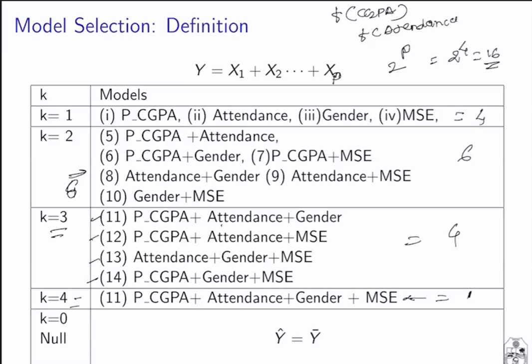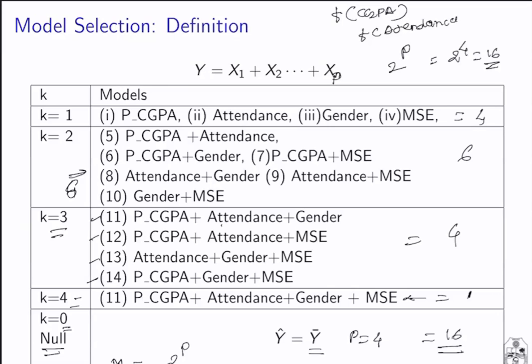And the last one is the model in which you are not going to use any input variable, that is k equal to 0, and that model is called the null model. In that case, your predicted value is always the average of the output variable. Hence there are 16 models you can develop when p is 4. In general, if you have p variables, the number of models you can develop is 2 to the power of p.